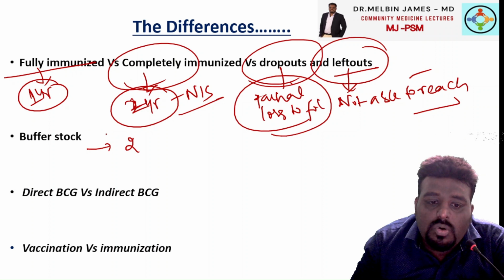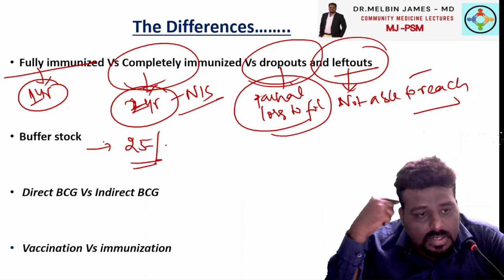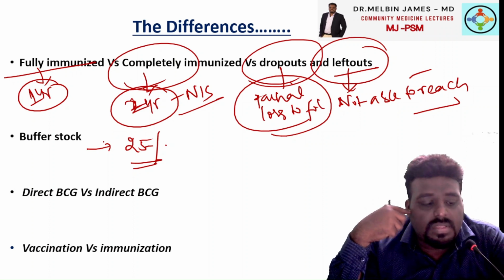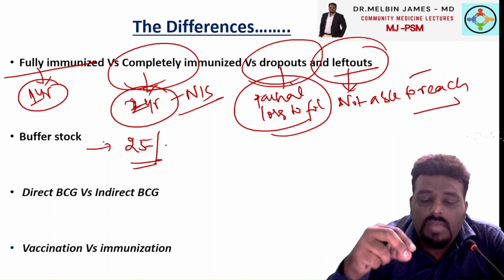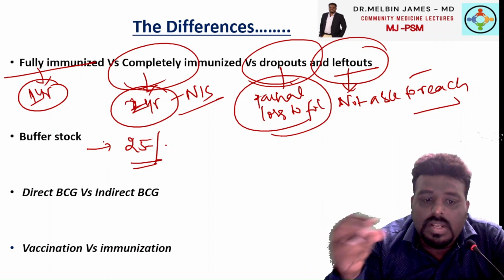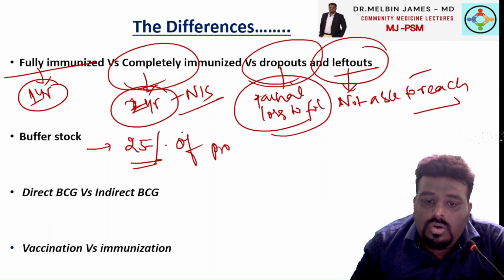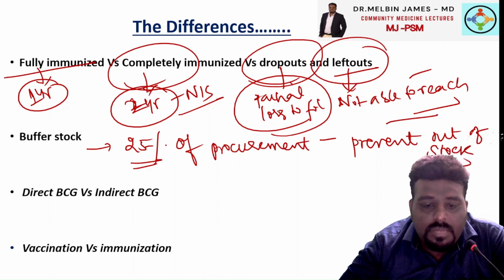Buffer stock is nothing but 25% extra stock. Whenever an indent is made at the PHC level, to reduce the out-of-stock situation for vaccines in the PHCs, we have something called extra stock, that is 25% of the procurement, to prevent out-of-stock situations in the state from the central government. We allow an additional 25% of the procurement. That's called buffer stock.